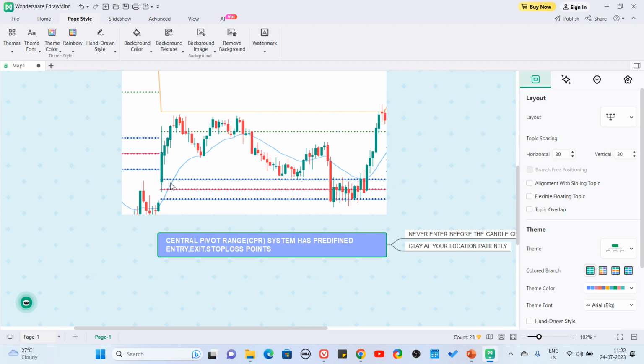This is the system. Listen to this carefully. If you want to take the trade at some point, let the candle close above that area. Then you are going to have a great edge here. That's why I have written here that the CPR pivot point system has predefined entry, exit and stop loss points. And see here, never enter before the candle closes.